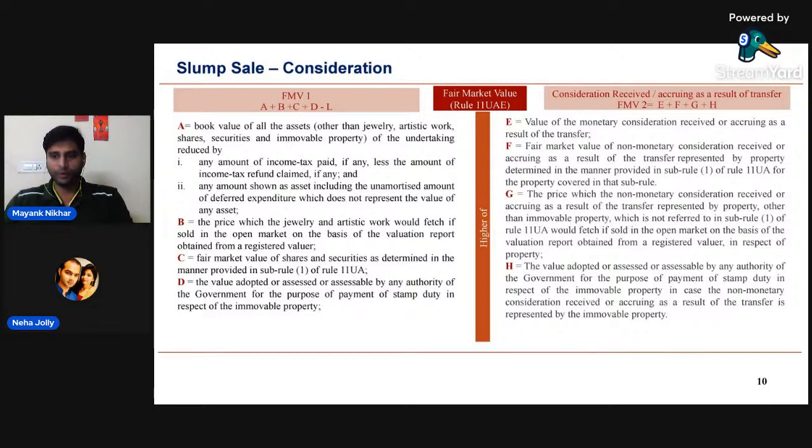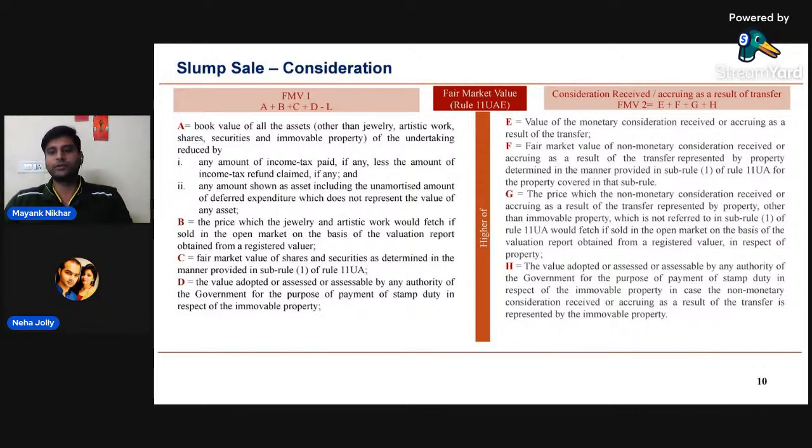So, those properties which are not immovable properties will have to be taken at fair market value, that is the value that it would have fetched in the open market on the basis of a valuation report from a registered valuer. Right. So when the properties are covered under Rule 11UA, the valuation has to be done as per Rule 11UA. If it is not, it has to be done through a registered valuer, and the value that is appearing in the valuation report has to be taken as the value for G.